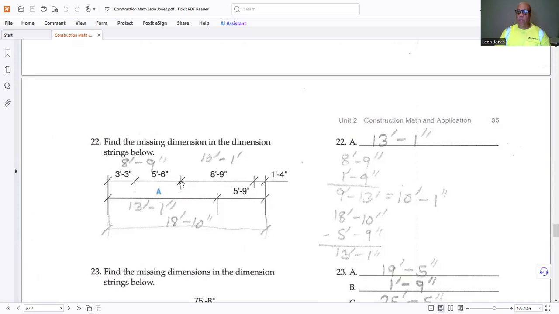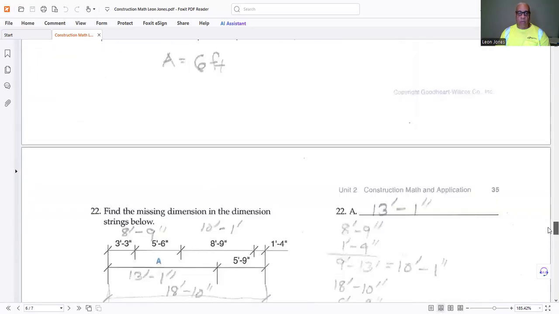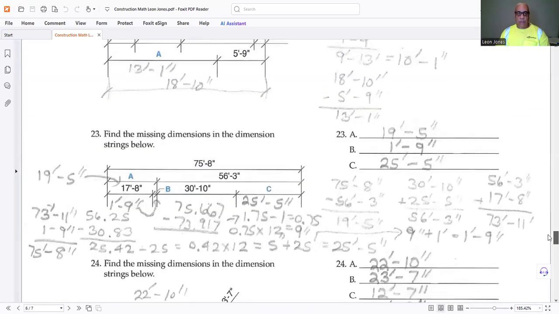You're going to find this on a lot of your architectural plans. And you do the same thing here. Find the missing dimensions in the string. So you already have your overall dimensions. So you have 75/8. And basically, to get this dimension, you just subtract this dimension from your overall dimension, and that's how you do it. Well, you can do the same thing here. You can add these two dimensions up, subtract them from your total dimension, and you get this dimension.